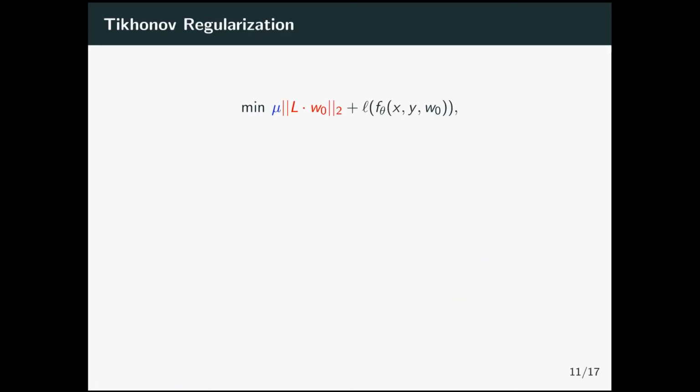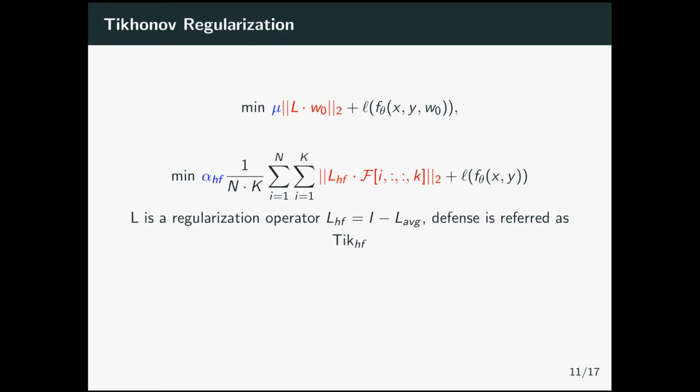The last variant of our defenses is based off of Tikhonov regularization. In the general case, where L, which is called the regularization operator, is the identity, this degenerates into L2 regularization. But we can actually choose different forms for L. One such choice could be the identity minus L average, or a moving averaging filter. The idea is that you apply this operator to the feature maps to extract high frequency components and minimize them.